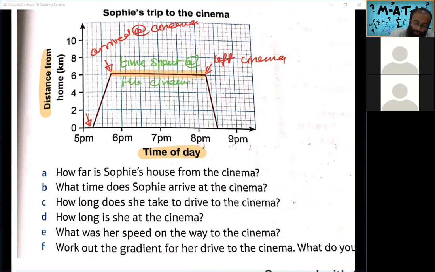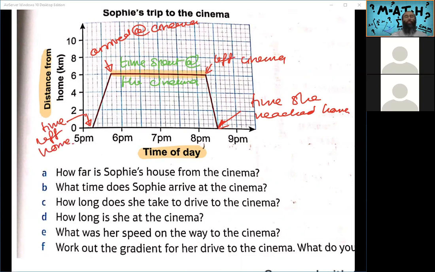So here we've got a lot of interpretation and understanding. And Layla, what is this part here representing? When she got home. That's right. So this is the time she left home. So now every single part of this graph has a meaning, has an interpretation, has information stored in it.